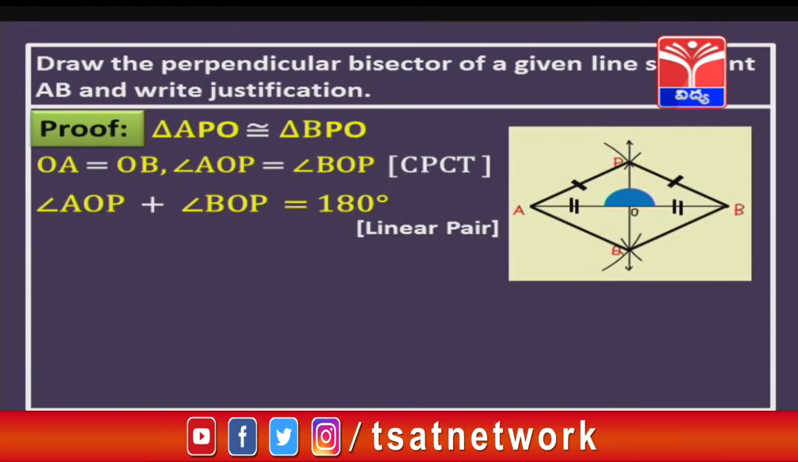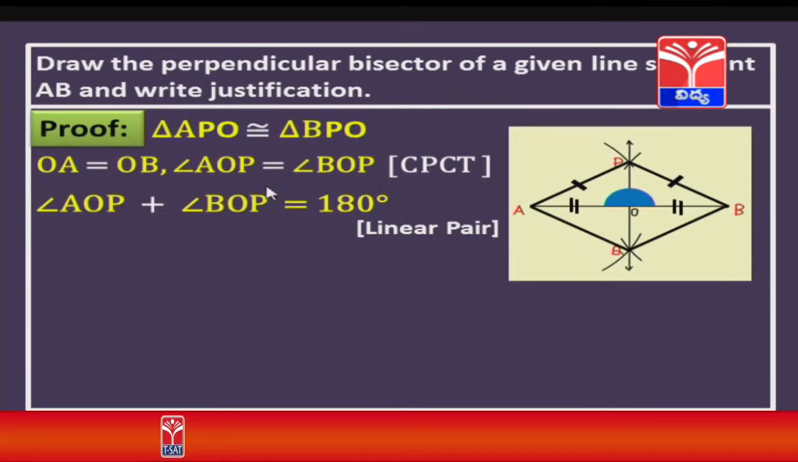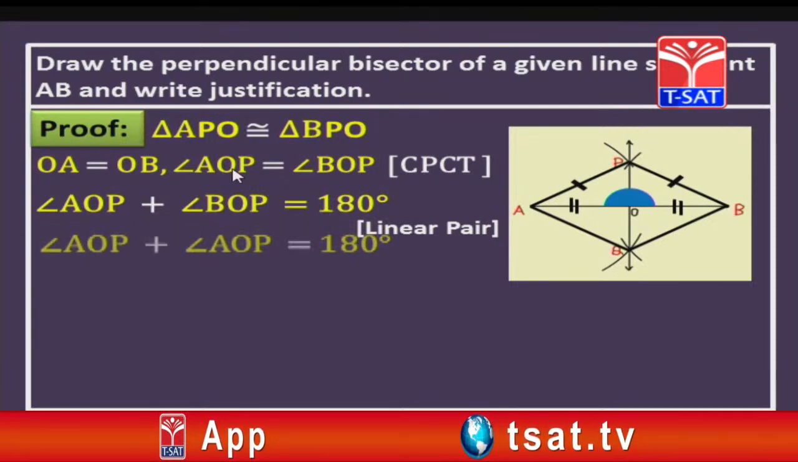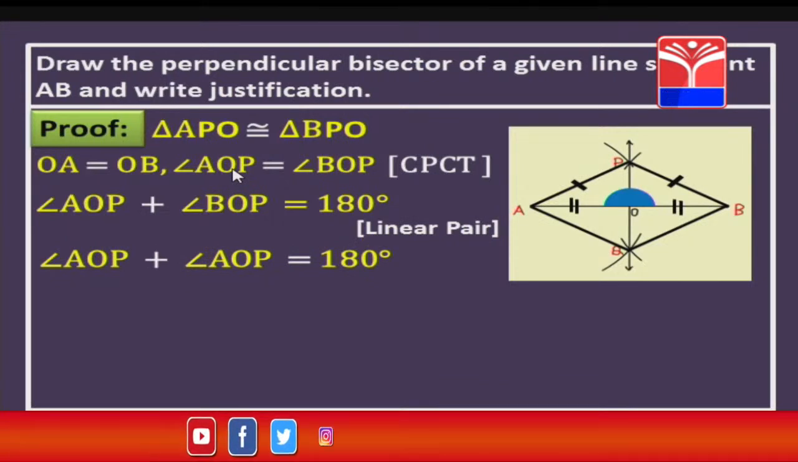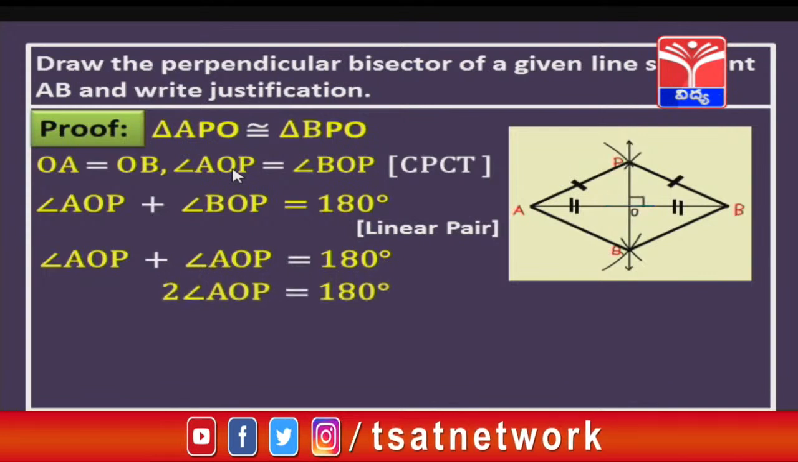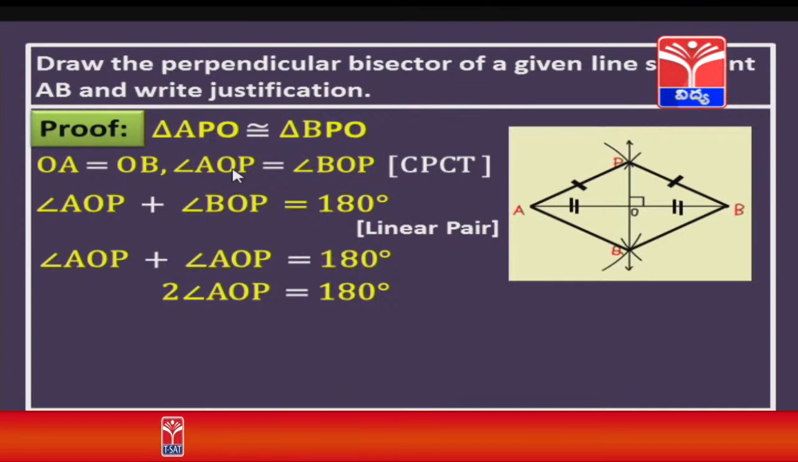But children, we have seen that angle AOP and BOP both are equal here, right. Now, in place of this BOP, I will substitute AOP. Now, on substituting it, what do you get, children? Yes, angle AOP plus angle AOP is 180 degrees. So, we get 2 times angle AOP is 180. Now, what is angle AOP, children, now? Yes, 180 degrees by 2, which is 90 degrees.